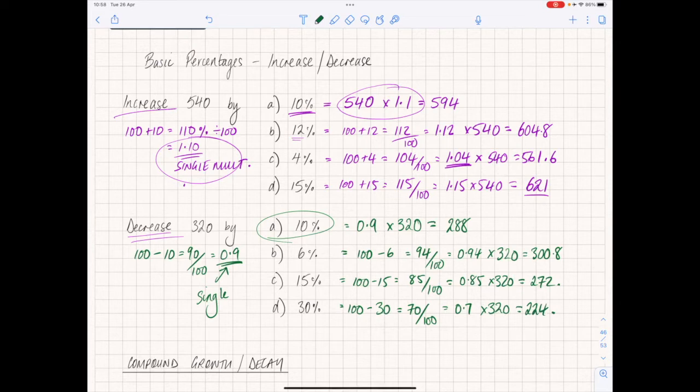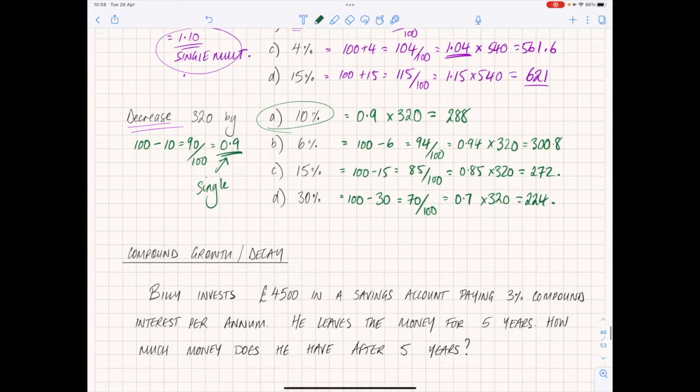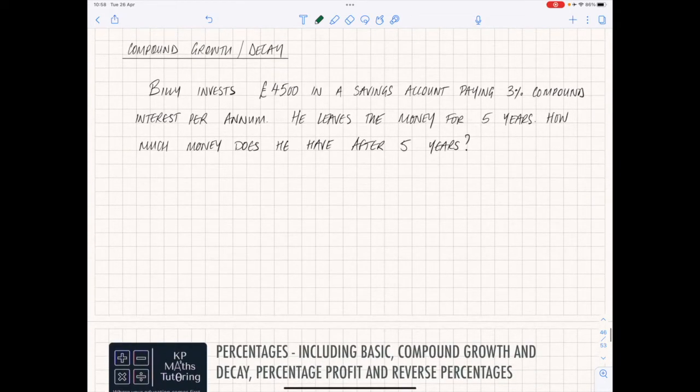So using single multipliers, or just using your understanding of how to find 1% by dividing by 100 or 10% by dividing by 10, they're your different methods. I would suggest if you understand single multipliers, use those. So compound growth and decay. Let's have a look at this quick example here.